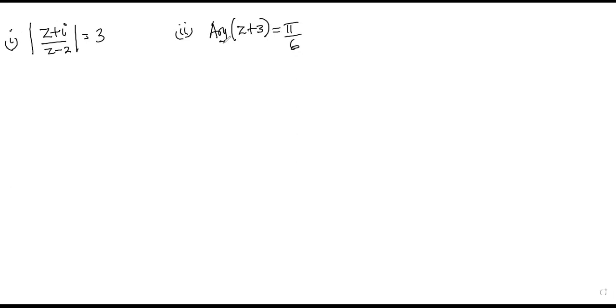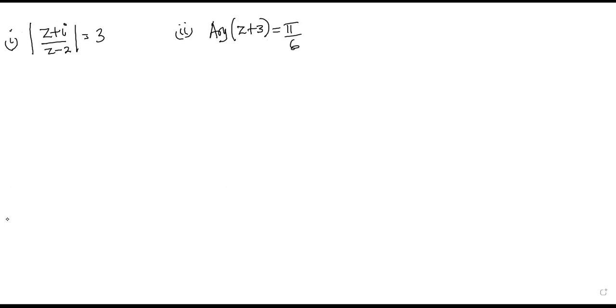They can say, describe and illustrate on the Argand diagram the locus given by, if we have the modulus of z plus i over z minus 2 is equal to 3. Then the second one, you will do it because it connects with what we've talked about. Argument of z plus 3 is equal to pi over 6. So my interest is this.